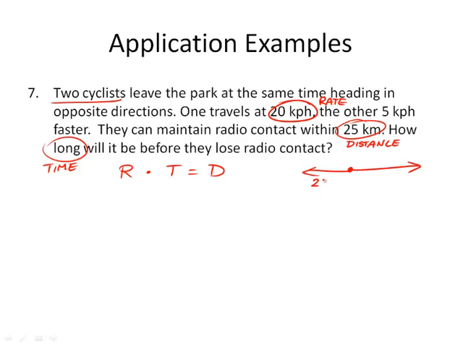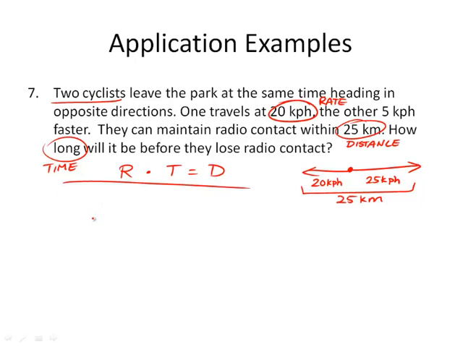One is traveling at 20 kilometers per hour. The other is 5 kilometers per hour faster. Therefore, he's going at 25 kilometers per hour. Now, the issue here is that once they reach 25 kilometers total distance apart, they lose radio contact. So the question is, how long until they reach 25 kilometers total distance apart?